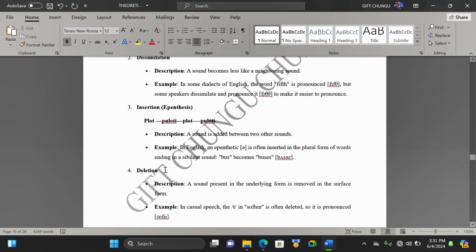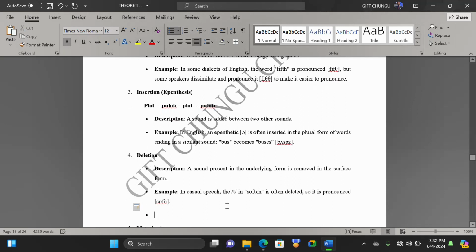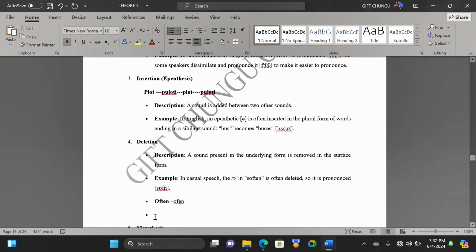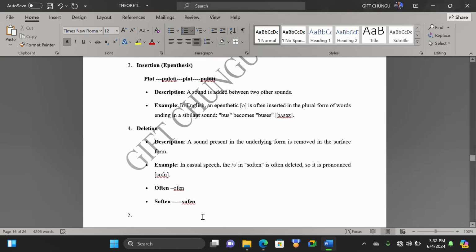And then also we have what we call deletion. Deletion is just the deleting of a sound, removing a sound from a word. For example, often: some people say offen, meaning there is that deletion taking place. Are you getting what we are saying? For example, soften. Some people will say sofen like that. So we are going to delete certain sounds as we pronounce these words.